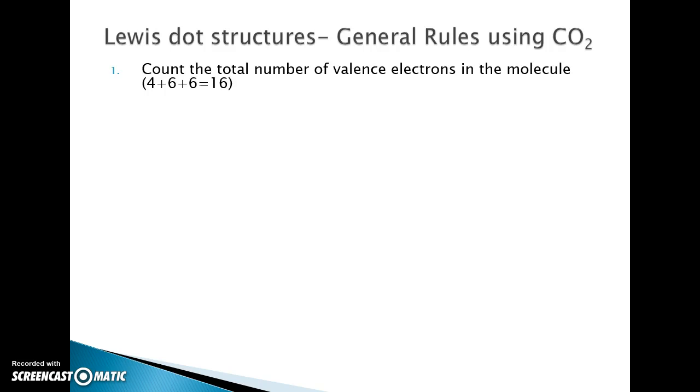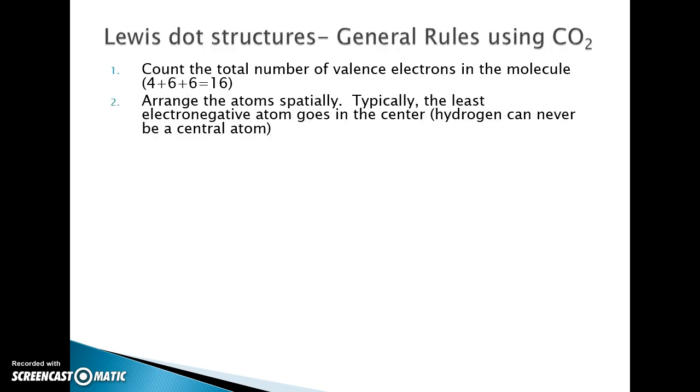First, we're going to count the total number of valence electrons in the molecule. Carbon has 4, and each oxygen has 6, so we have a total of 16. Next, we want to arrange the atoms spatially. Typically, we're going to put the least electronegative atom in the center, except bear in mind hydrogen can never be a central atom because it only makes one bond.